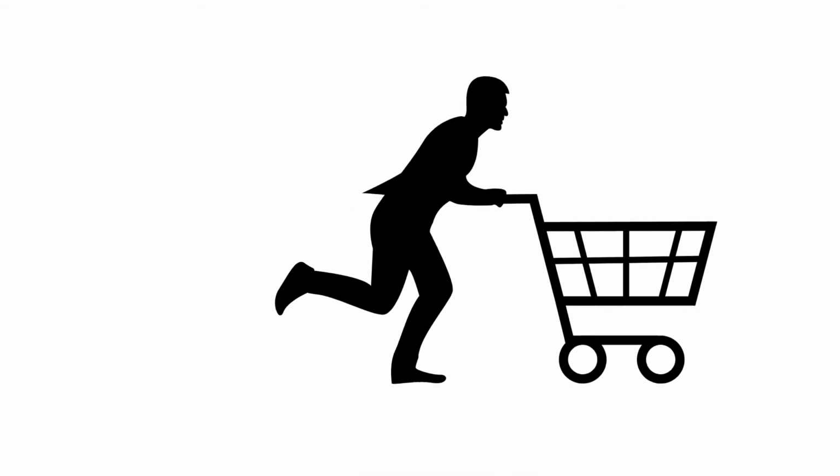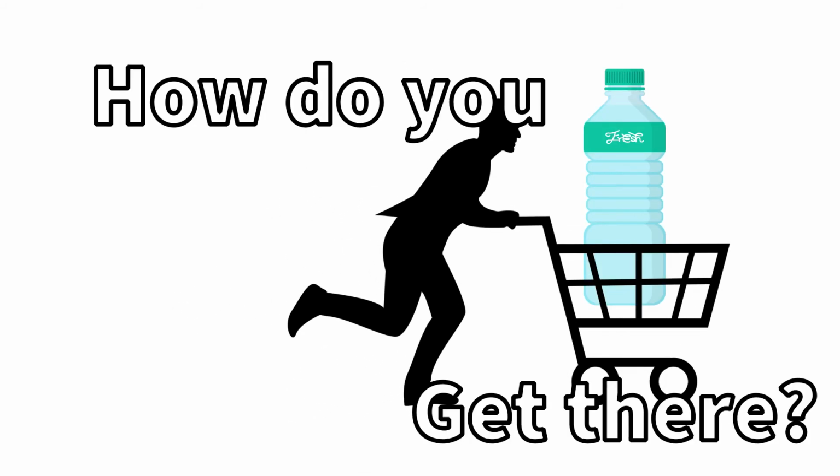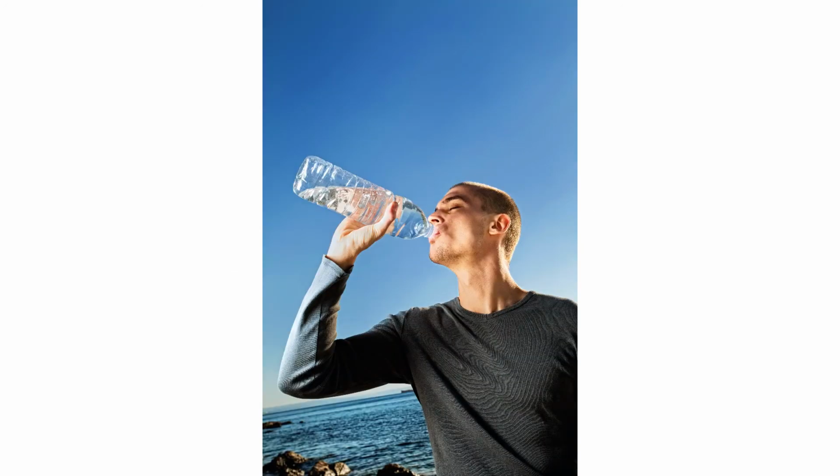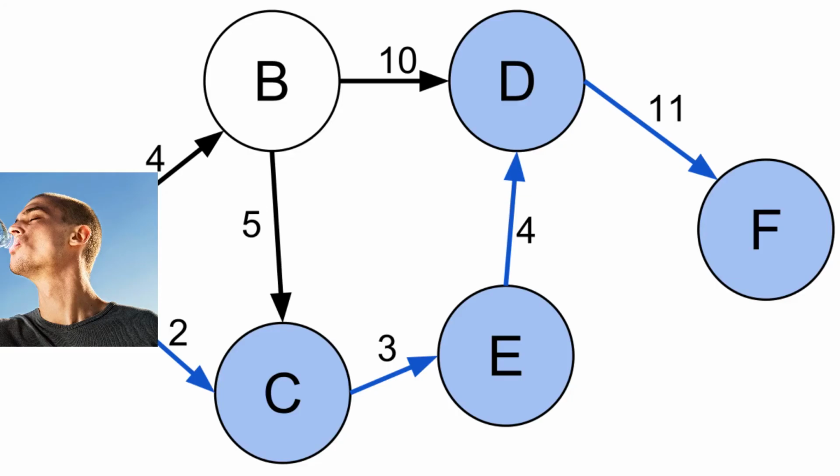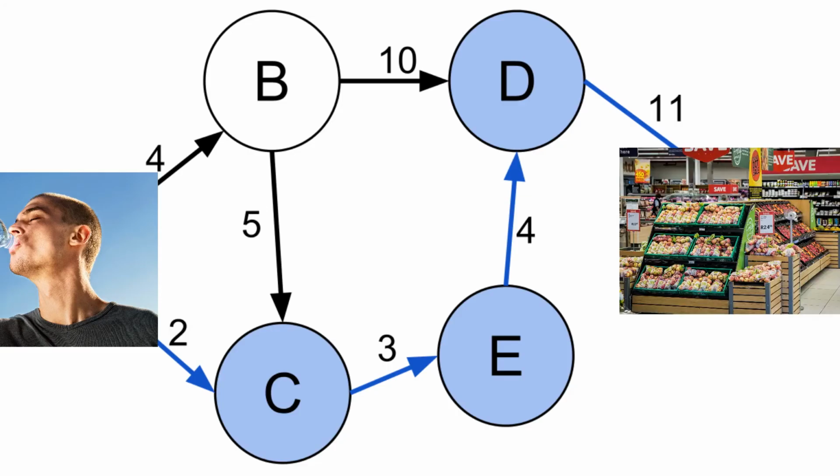Most problems in our day-to-day life can be stated as a graph problem. For example, if you want to get to the local grocery store to buy water, how do you get there? Surely you want to get there quickly, so you can go back and binge Netflix or something. So you want to find the shortest path there. This is a shortest path problem.